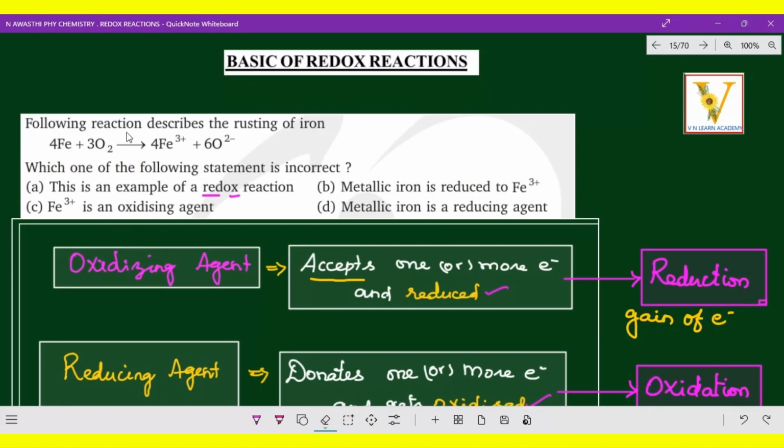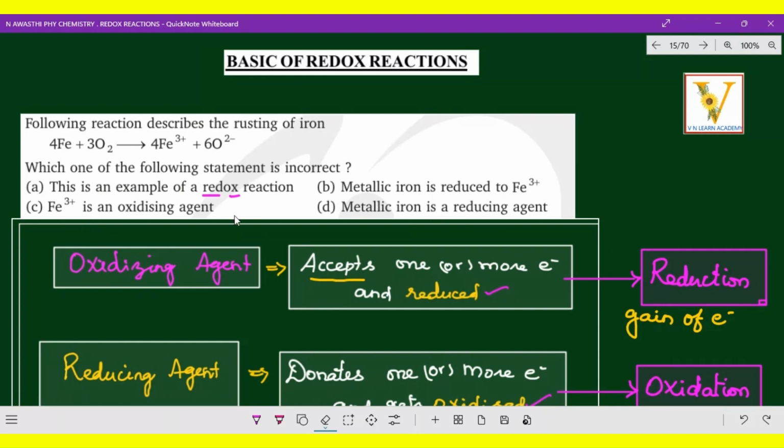The next question: the following reaction describes the rusting of iron, 4Fe plus 3O2 gives 4Fe3+ plus 6O2-. Which one of the following statements is incorrect? They are asking for the incorrect statement. This is an example of a redox reaction. Metallic iron is reduced to Fe3+. Fe3+ is an oxidizing agent. Metallic iron is the reducing agent.